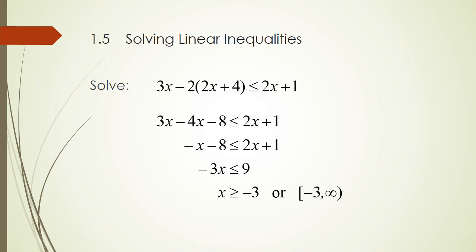Then they kind of combined two steps here. They subtracted the 2x from both sides. That's why we have a negative 3x on the left. And they added the 8 to both sides, which is why we have a 9 on the right.